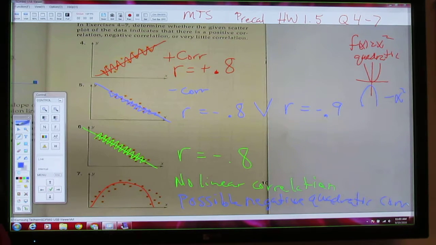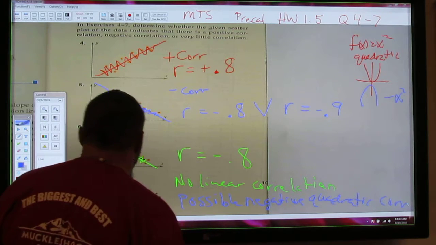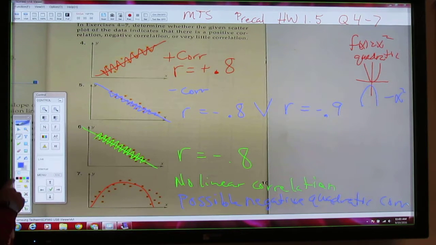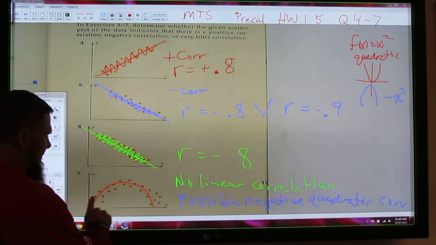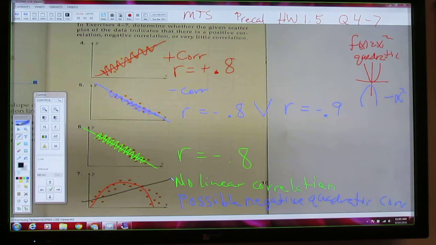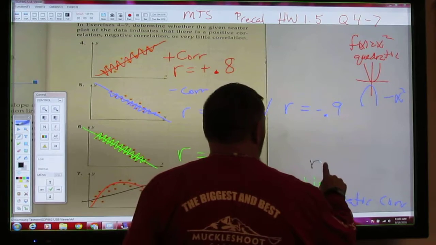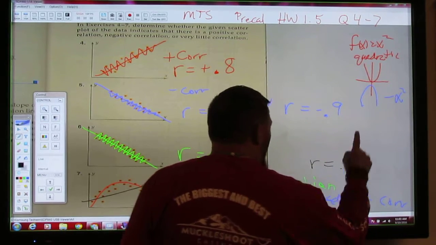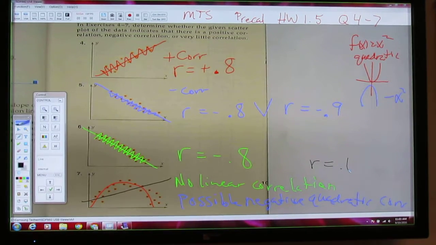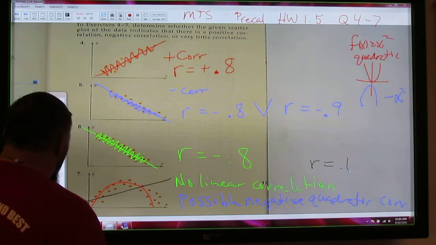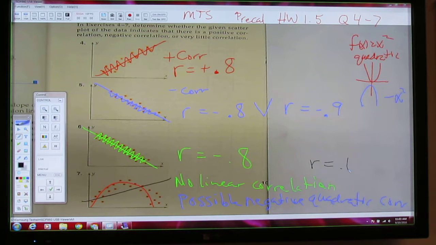But as far as a linear correlation, there is none. An R value would be, what would we call that? Well, it depends. If you wanted to put a value of like this, that would be a positive. The R would equal 0.1, because we don't do zeros here. I don't believe in zeros unless it's a perfect circle. So it would be a 0.1.